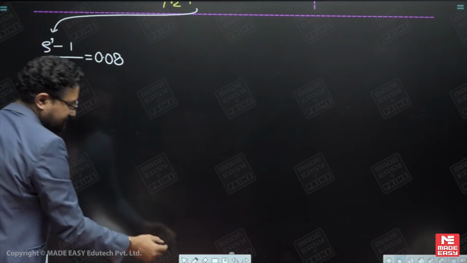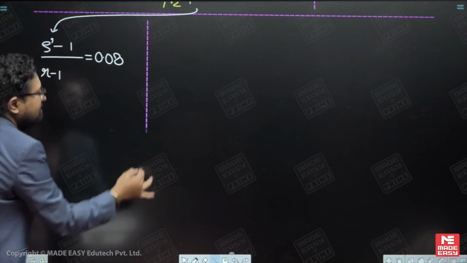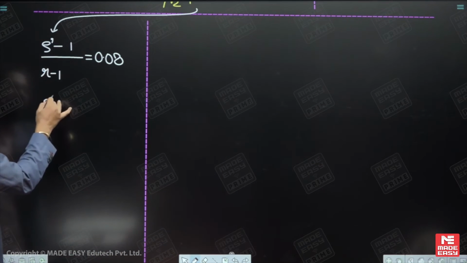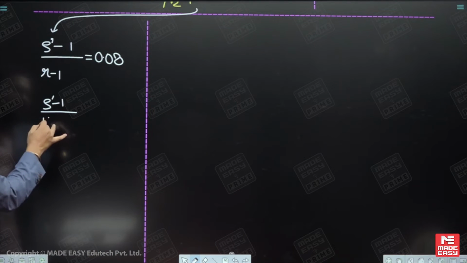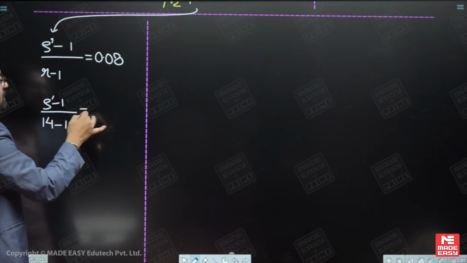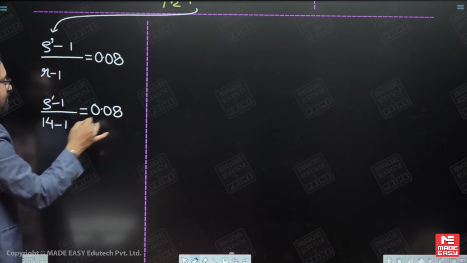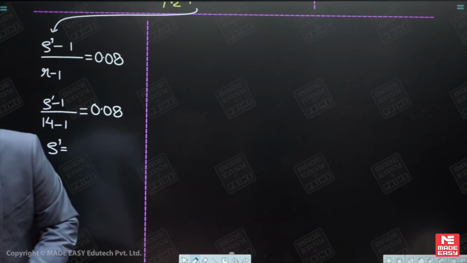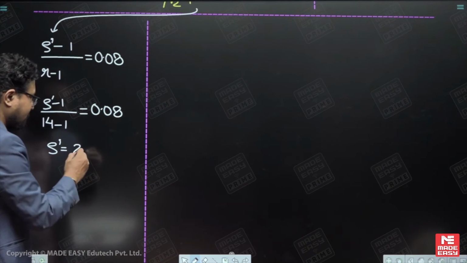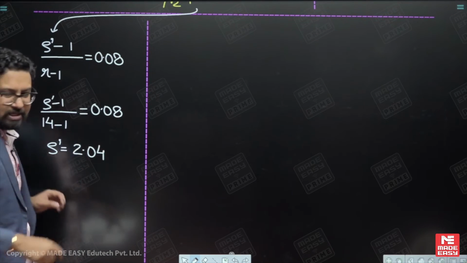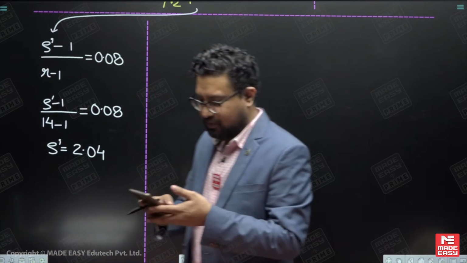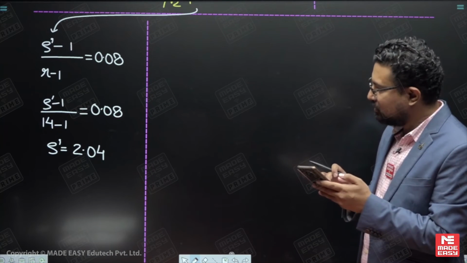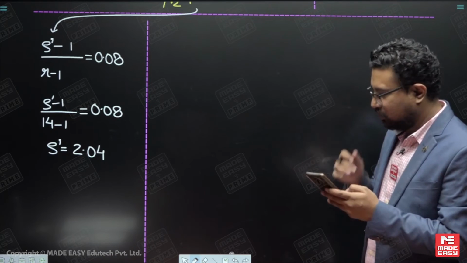So further, we have to find out rho dash minus 1 upon R, where R is 14, that is the compression ratio, minus 1 is equal to 0.08. From here we can find out the value of rho dash. I have directly calculated it, and it is coming out to be 2.04. So 0.08 into 13 plus 1, 2.04.